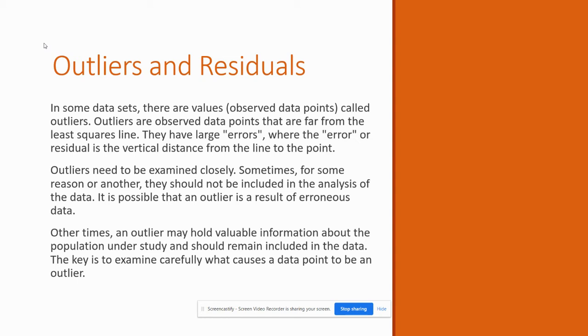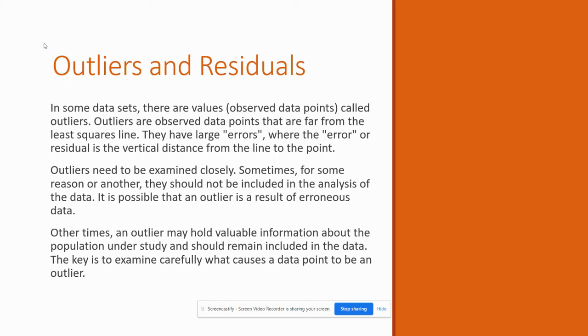So you'll see it in Minitab. They'll call them either residuals or leverage points. And the leverage points mean there's something about that value compared to the x-axis, whereas the outliers and the residuals have to do with the distance from the y-axis. So outliers, you've got to look at carefully.